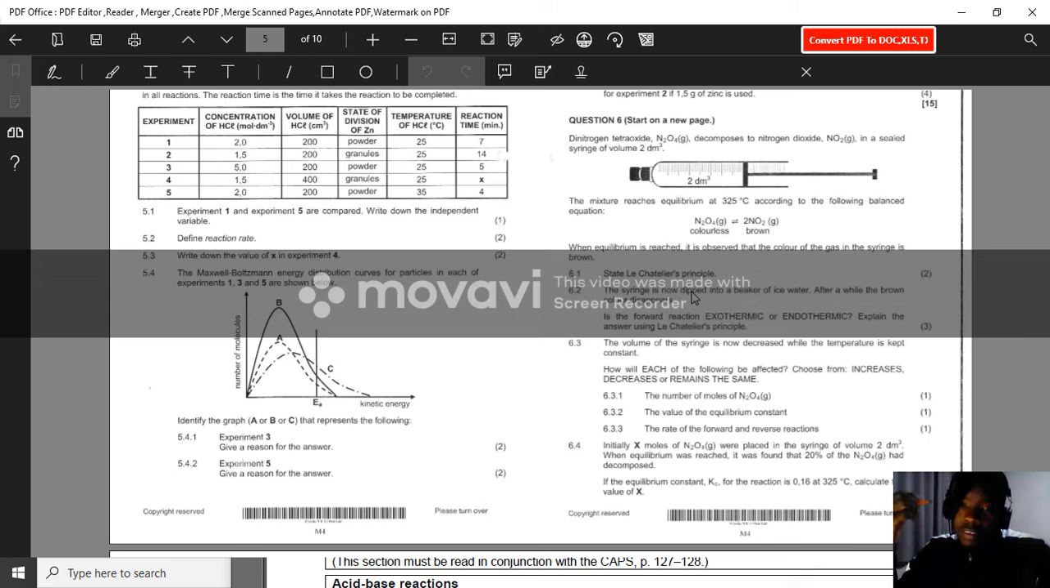When a system is disturbed by any factors, when a system at equilibrium, because it can be a system that is not at equilibrium, so you must show that the system must be at equilibrium. When a system at equilibrium is disturbed by any factors, then the system will reinstate or re-establish or make another equilibrium by favoring the reaction that will counteract the disturbance or that will oppose the disturbance.